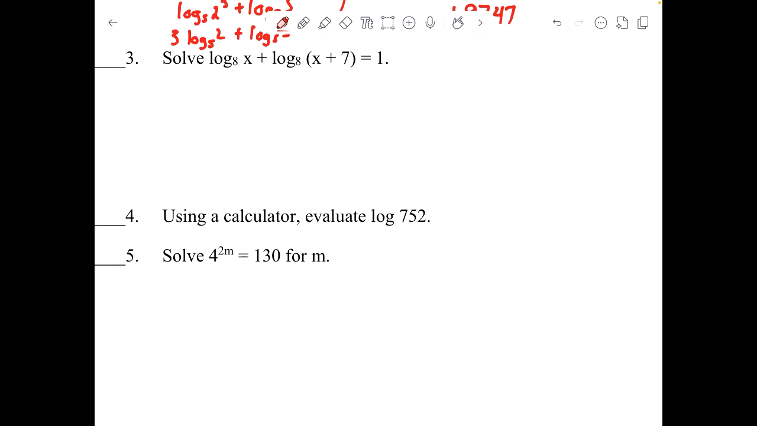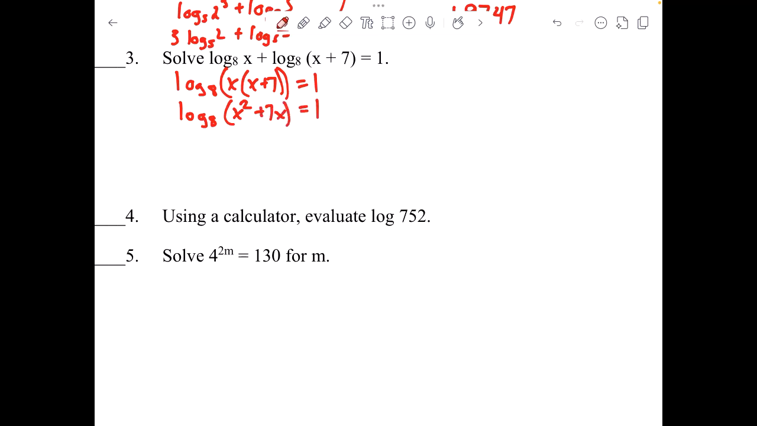Question number 3, I'm supposed to solve log base 8 of x plus log base 8 of x plus 7 equal to 1. I'm going to use my product property first, so I can rewrite this as the log base 8 of x times x plus 7. So I converted that addition of the logarithm into multiplication of my argument. Distributing, I get log base 8 of x squared plus 7x equal to 1.